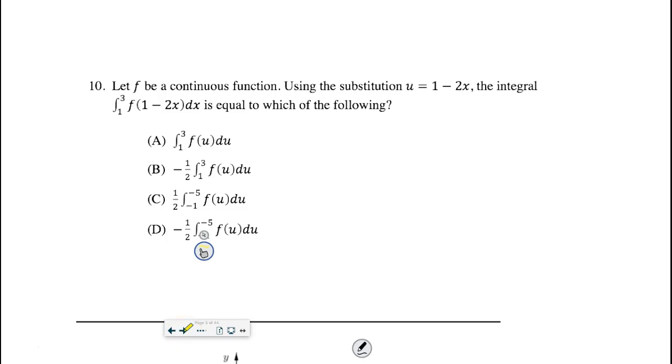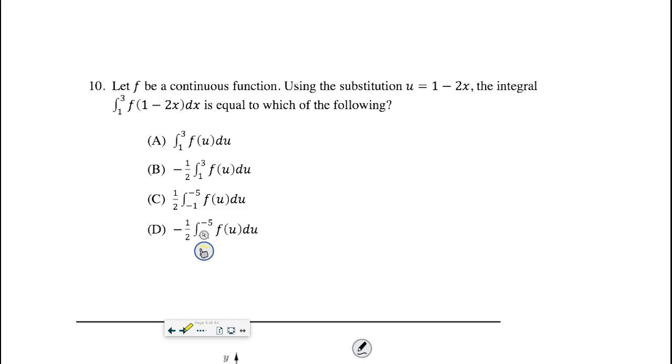Number 10. I'm just going to let you read it. F is continuous. They're telling me who u is for u sub, and they're asking me which integral is the same thing. They're testing your teacher on this one. Did your teacher teach you that when you do u sub, you have to change or know how to change the limits? That's what this is testing, okay?